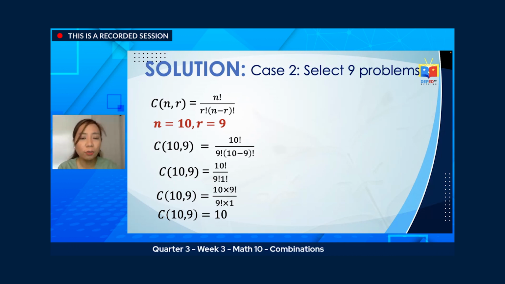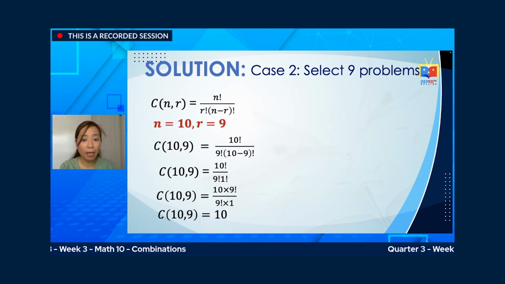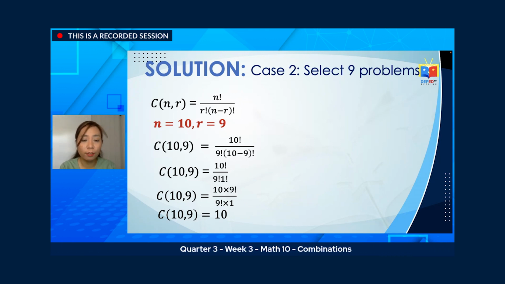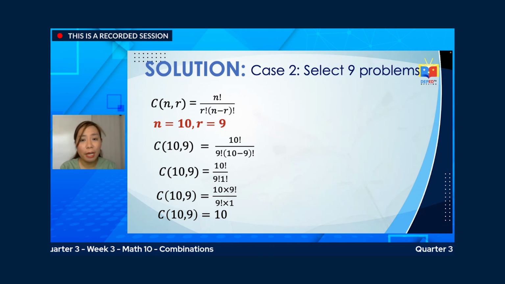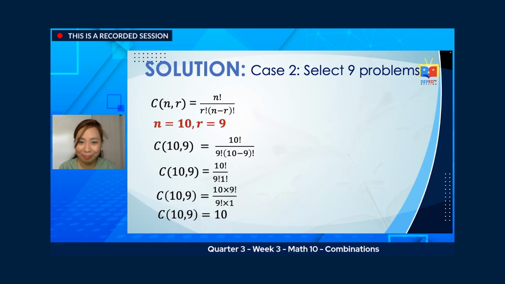So, 10 factorial over 9 factorial times the quantity 10 minus 9 factorial. We have there 10 factorial divided by 9 factorial, 1 factorial. And simplifying, we now have the combination of 10 problems selecting 9 at a time is equal to 10.